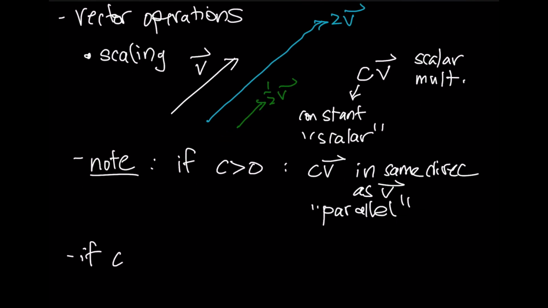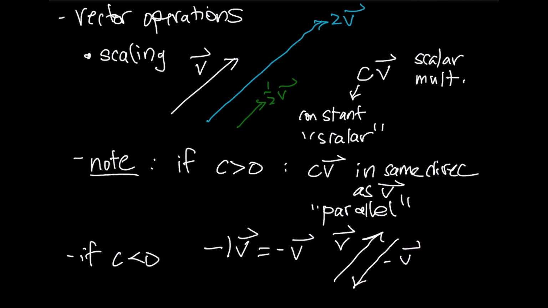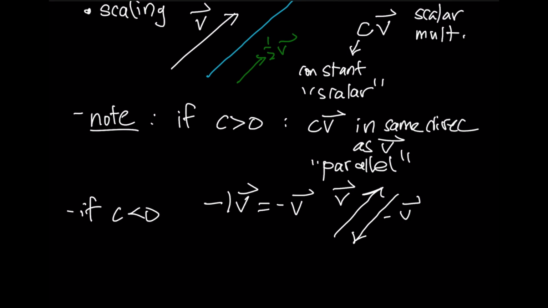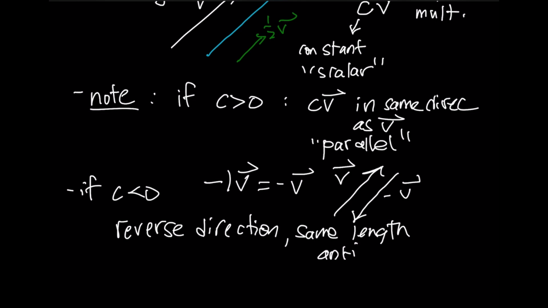But it's very much possible to have a negative number in the front. So for example, if I put a -1 in front of the v, we're just going to simplify this as -v. How should we interpret that? Well, what this is going to be taken to be is that we're just going to reverse the direction. Same length, but just opposite direction. Sometimes we call this anti-parallel.